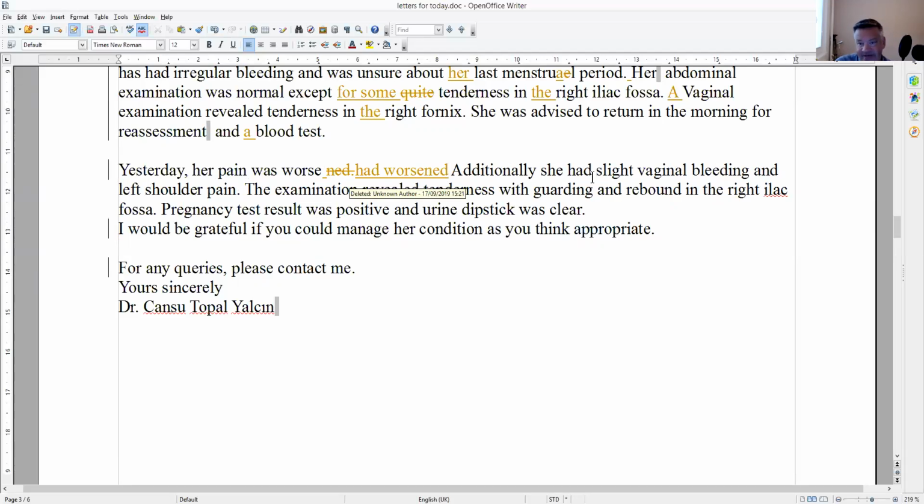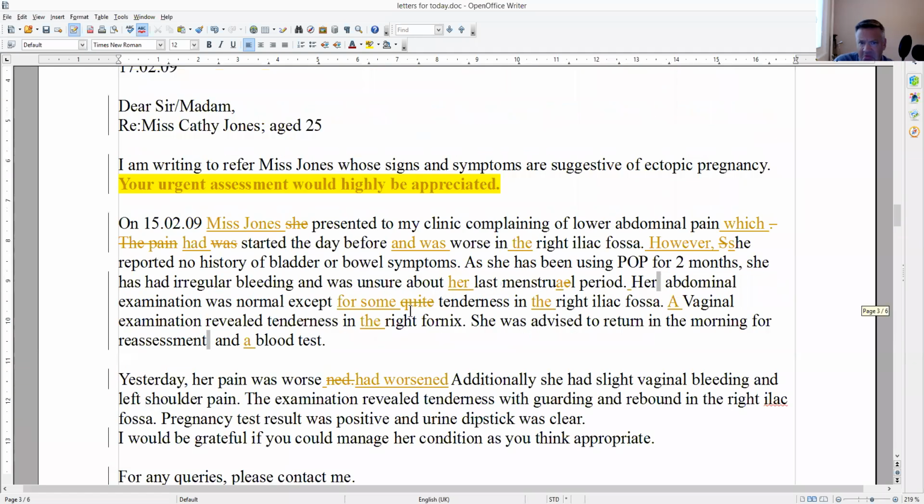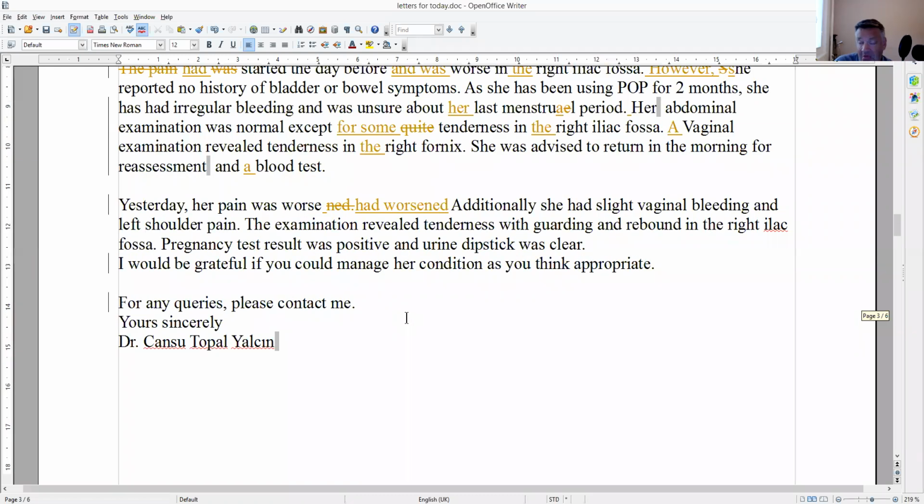Additionally, she had slight vaginal bleeding and left shoulder pain. They examined left shoulder pain. Do we need that? Oh, okay. The examination revealed tenderness, or her examination, or upon examination, I found tenderness with rebound in the right iliac fossa. Pregnancy test results: the pregnancy test, her pregnancy test result was positive.